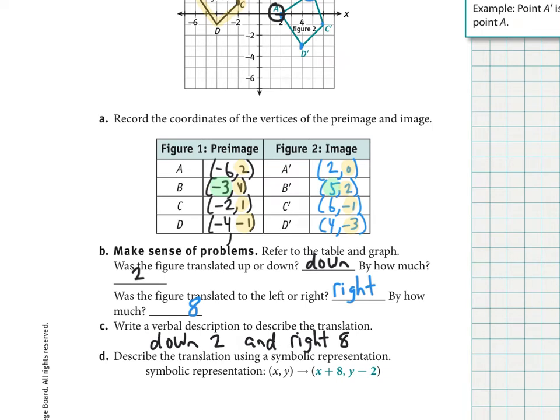Now, the symbolic representation is kind of like a rule. It's telling you what you can do to any point to get to the new point. So again, you start out with x, y. The new x is going to be 8 higher because you're going to the right 8 units. And the new y is going to be 2 lower because we shifted down 2 units.